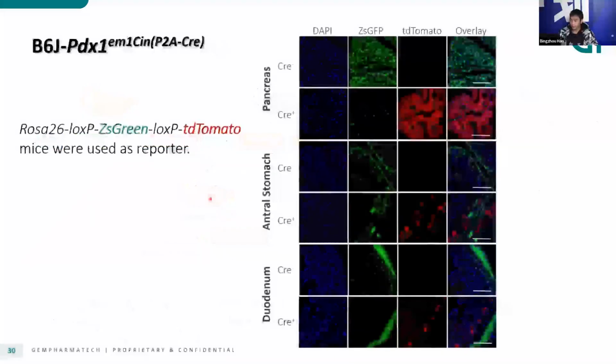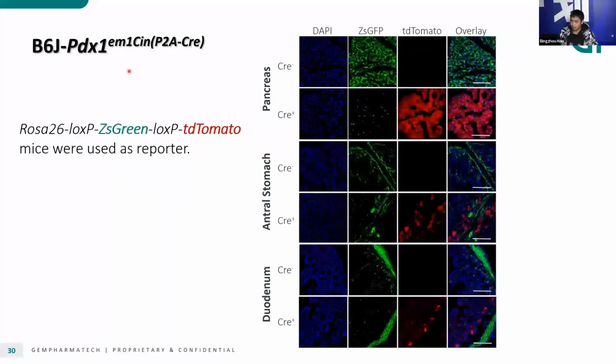So here's real-world validation data of our PDX1 Cre. We know that PDX1 is very important for pancreas development. So we can see this green to red fluorescence change in most of the pancreas cells when we cross this PDX1 Cre line with our reporter line together. And also we can see some of the PDX1 positive cells in the antral stomach and in the duodenum.